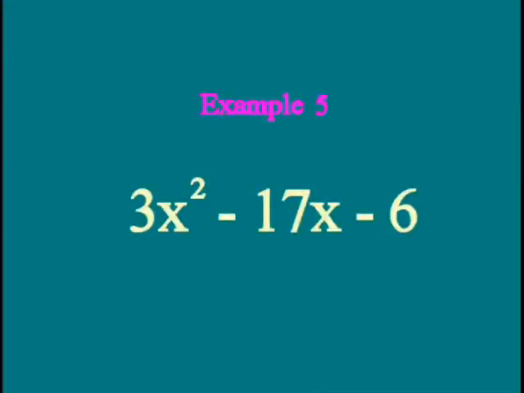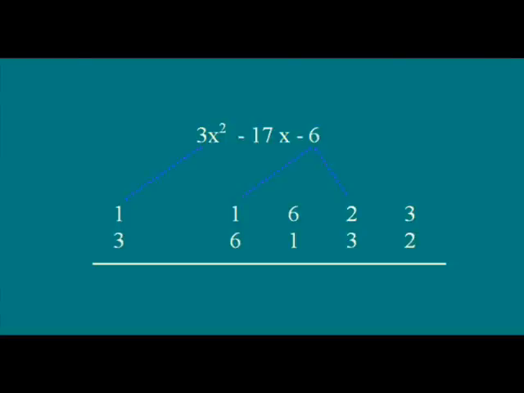Here's example 5. 3x squared minus 17x minus 6. The 3 factors into 1 times 3. The 6 factors in 2 ways. 1 and 6, 2 and 3. But to cover all the choices, we have to turn those upside down, so we have 4 columns on the right side.